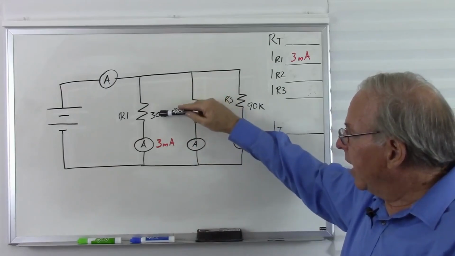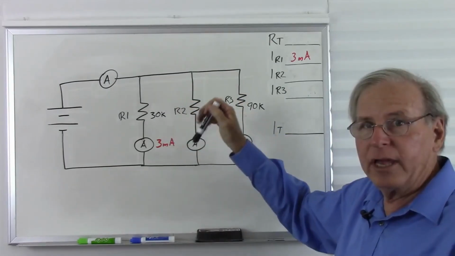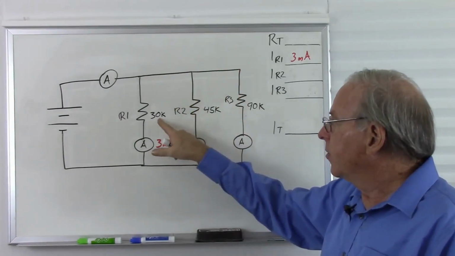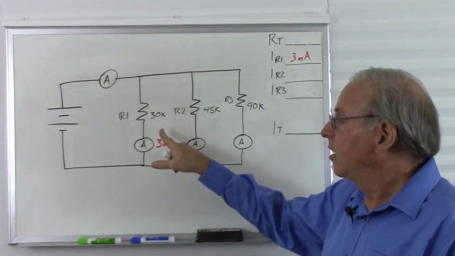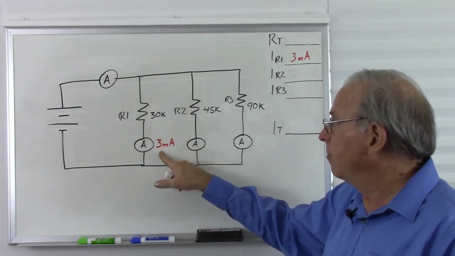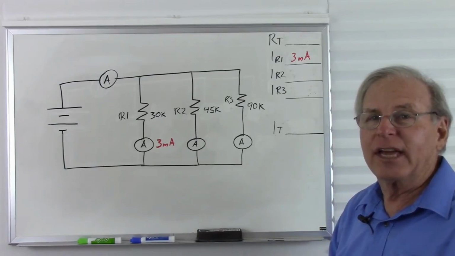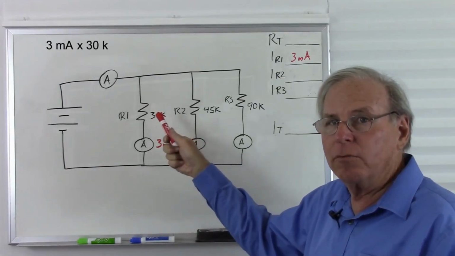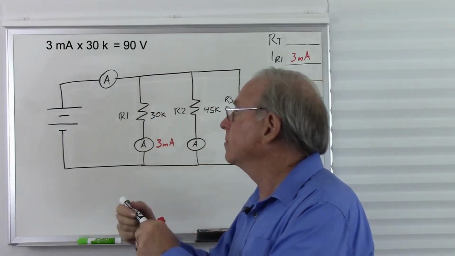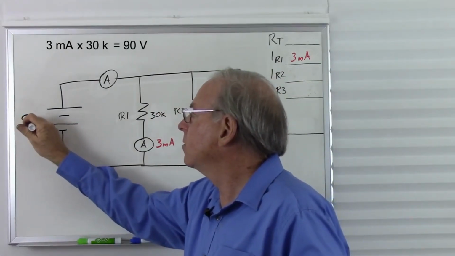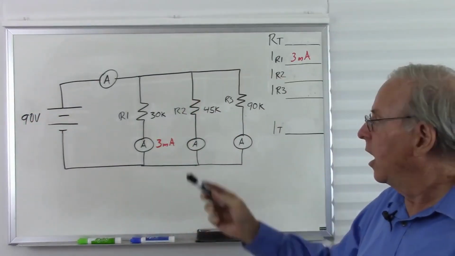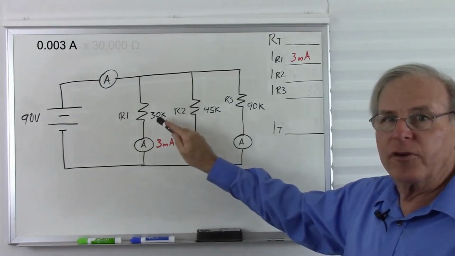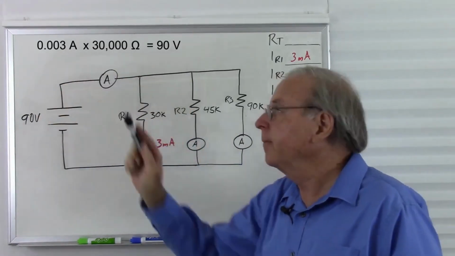Once again, we have our resistance and our current, so we can calculate the voltage, and of course the voltage is the same everywhere. So 30,000 ohms and 3 milliamps. If you don't know your voltage, you multiply. So that's going to be 3 times 30 gives us 90. So 3 milliamps times 30 kilo ohms gives us 90 volts. Or on the calculator, 3 milliamps, 0.003 amps times 30,000 gives us 90.